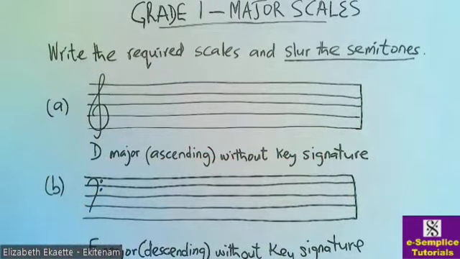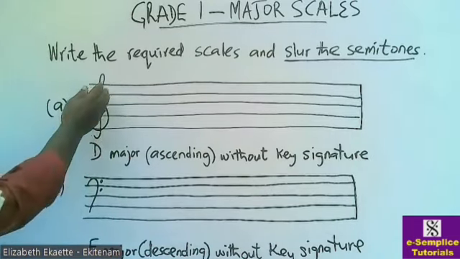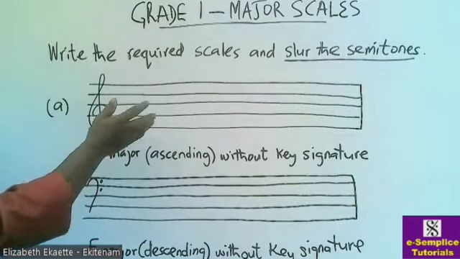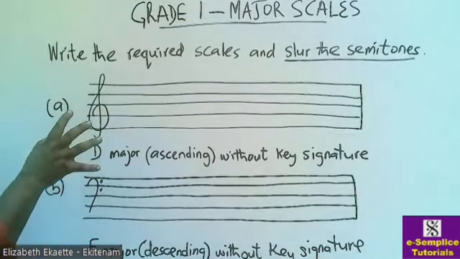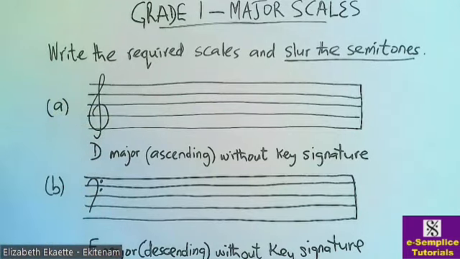So I have highlighted it. Don't forget that. Now, the first scale is D major scale ascending without key signature. When you are asked to write a scale without key signature, that means you write it with the appropriate accidentals on the note requiring them. It means you don't show the key signature at the beginning. You write your scale and apply the key signature accidentals only on the notes requiring them.